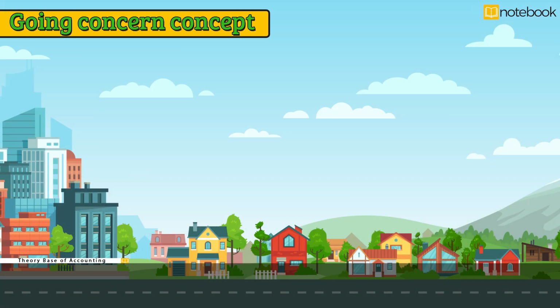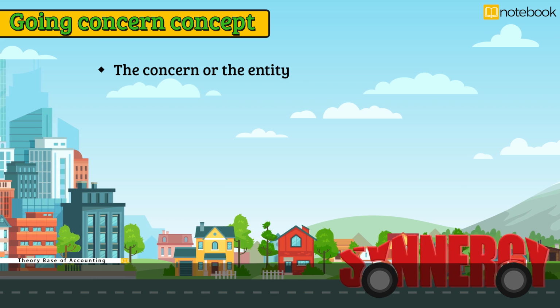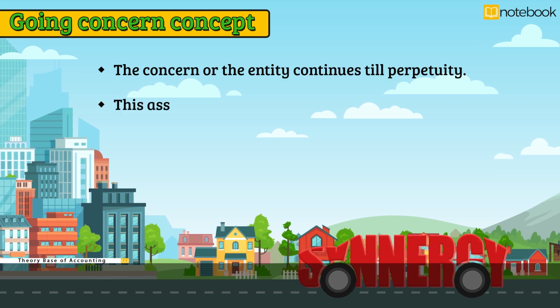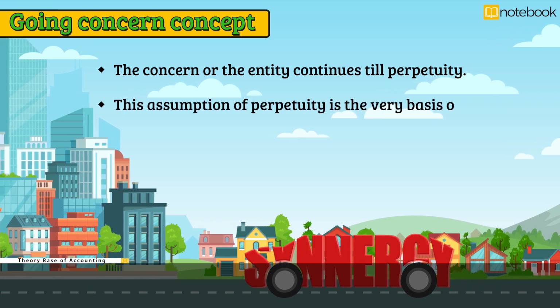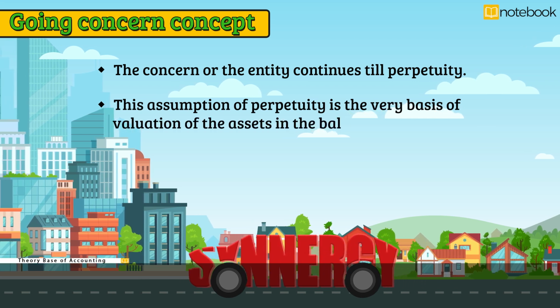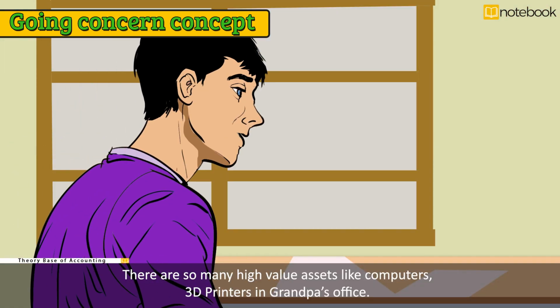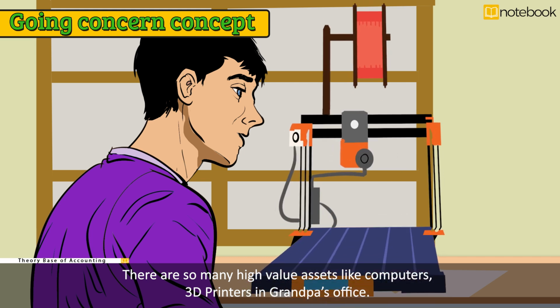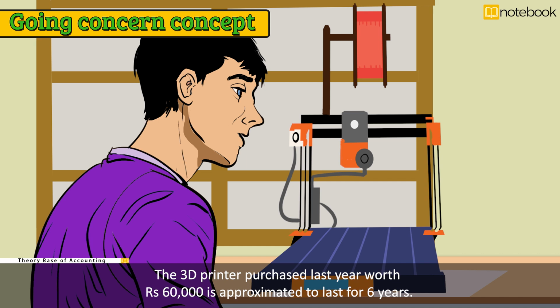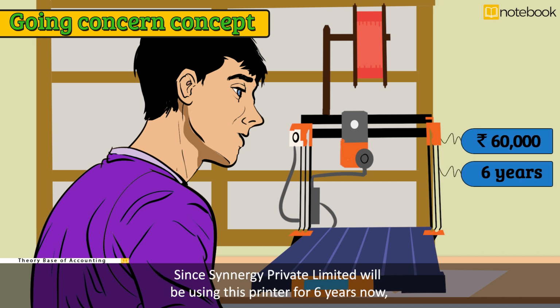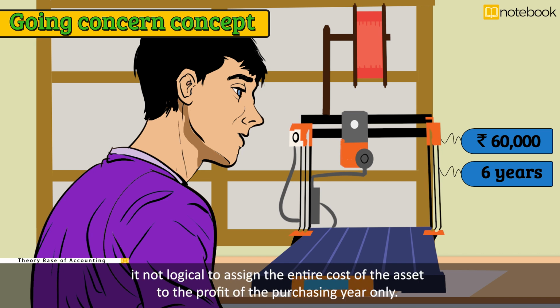3. Going concern concept. The concern or the entity continues till perpetuity. This assumption of perpetuity is the very basis of valuation of the assets in the balance sheet. There are so many high-value assets like computers, 3D printers in Grandpa's office. The 3D printer purchased last year worth rupees 60,000 is approximated to last for 6 years. Since Synergy Private Limited will be using this printer for 6 years now, it is not logical to assign the entire cost of the asset to the profit of the purchasing year only.